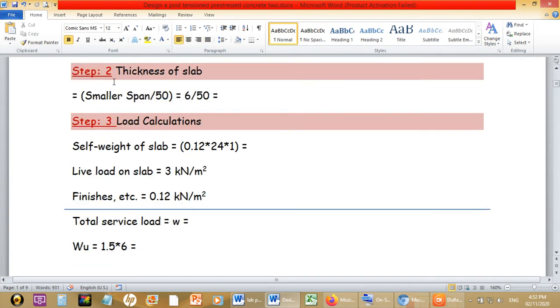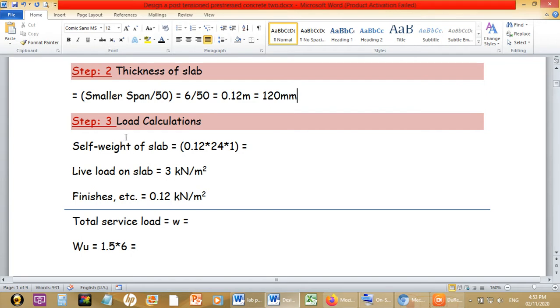Now step 2 is to find out the thickness of the slab. To get the thickness of a two-way slab, we have the empirical formula: smaller span divided by 50. Here the smaller span Lx is given as 6 meter, and if we divide it by 50, we get 0.12 meters. That means the thickness of the slab, whatever we get from this equation, is 120 mm. So this is step 2.